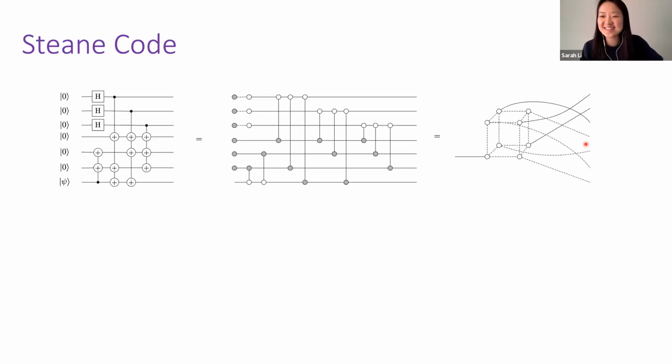I have a question. Since Alex is here, and Alex proposed the normal form for the CSS code, I'm curious how this graph-like diagram normal form is related to the phase-free ZX diagram normal form, or whether they're two different things. I don't know the phase-free diagram normal form, how it looks.